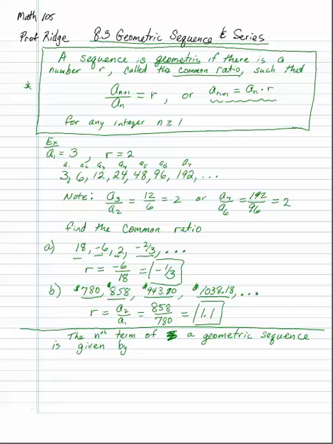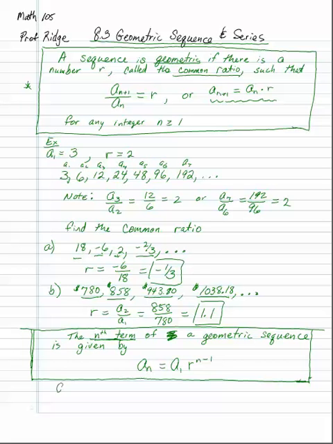Okay, and so the nth term of a geometric sequence is given by the formula a sub n equals a sub 1 r to the n minus 1. And we can learn how this formula came about by doing a similar argument to the one we did with the arithmetic sequence, the way we built it.